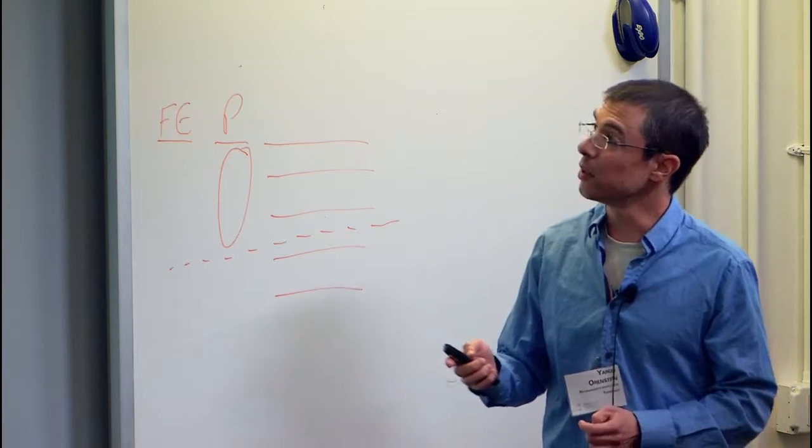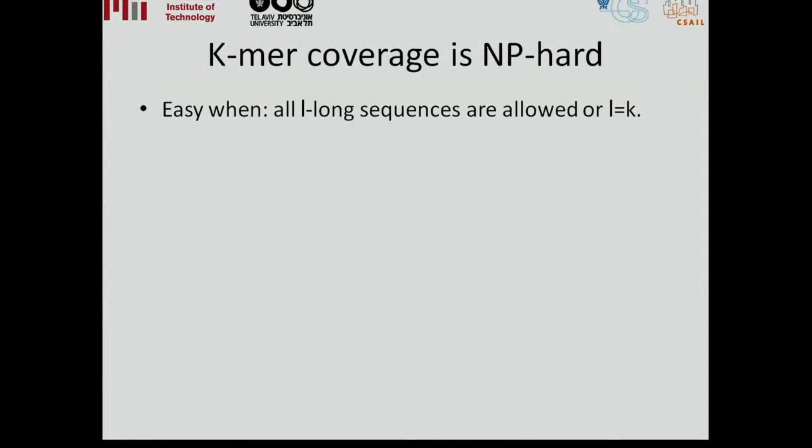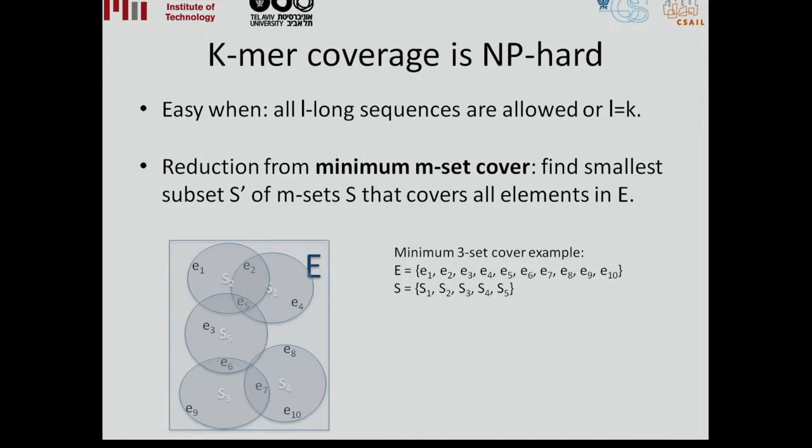So first, I just want to mention that it is an easy problem when we allow all L-long sequences. Then we can just take the de Bruijn sequence and cut it into pieces, or in the case where L equals K, each sequence is a k-mer, so we would like to have all sequences. Now, you might have already sensed a flavor of this problem, which is similar to the well-known set cover problem. Here we are going to reduce from a variant of the set cover problem, the minimum M set cover, where each set can contain at most M elements. The goal is to find the smallest subset S prime of these sets that together cover all the elements.